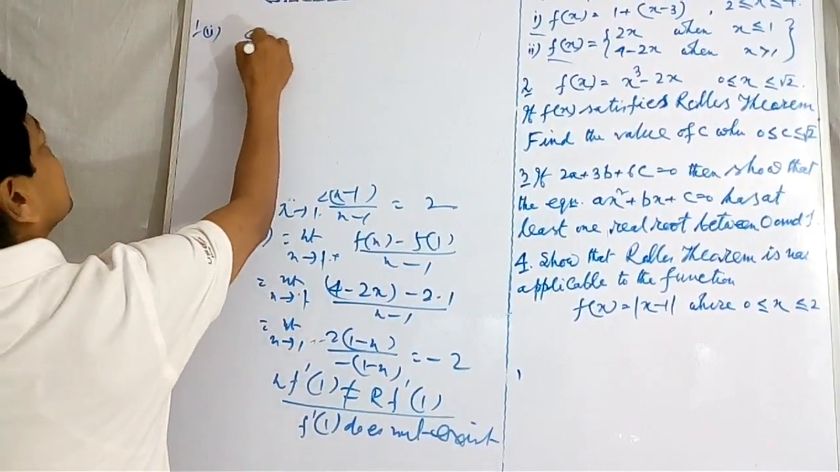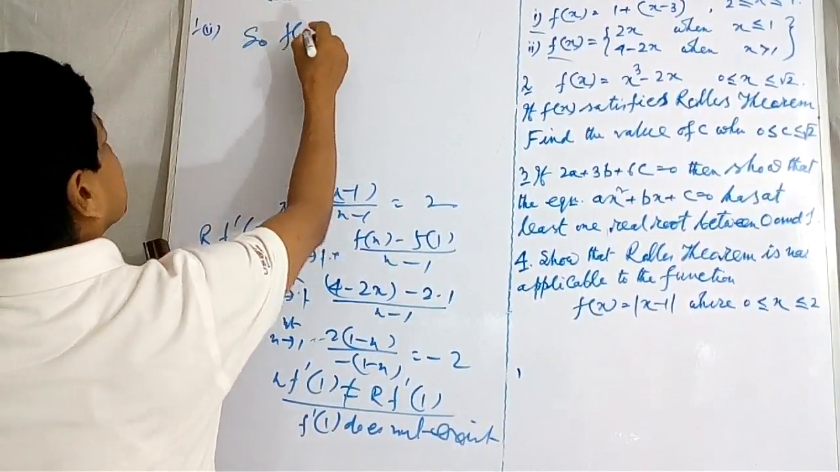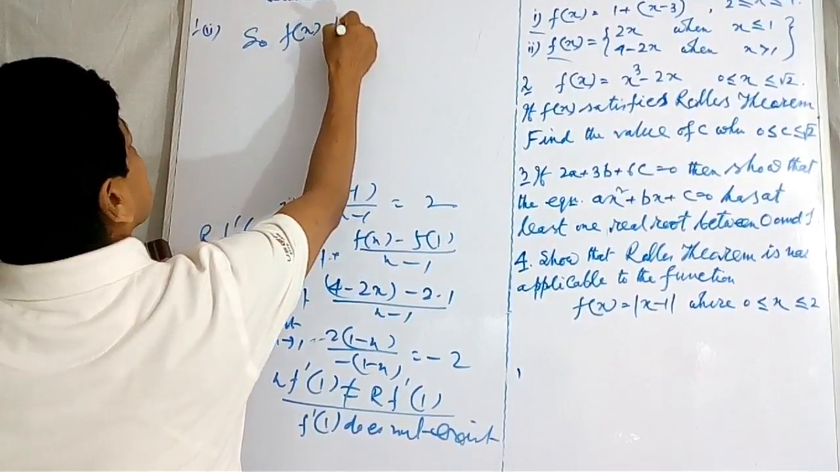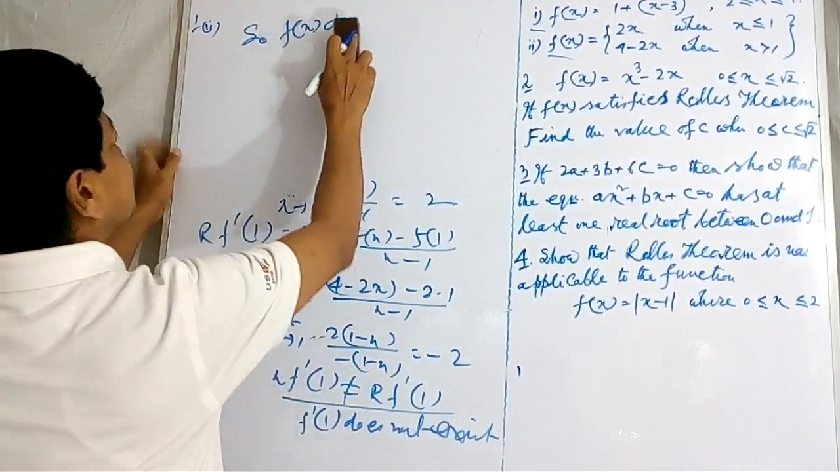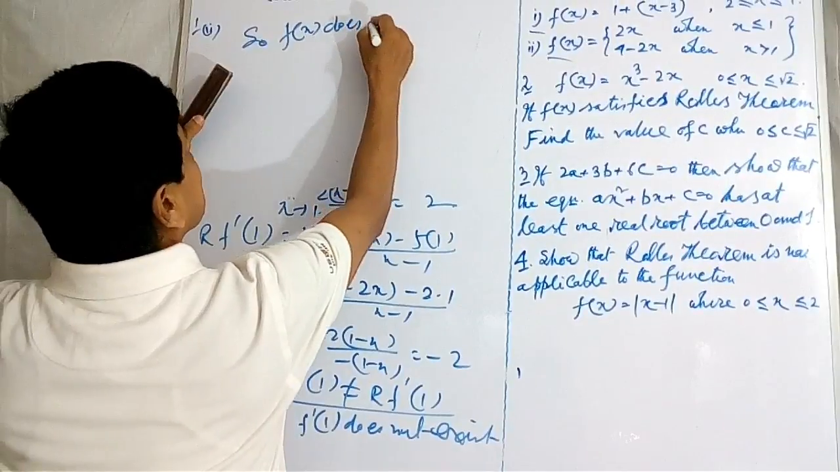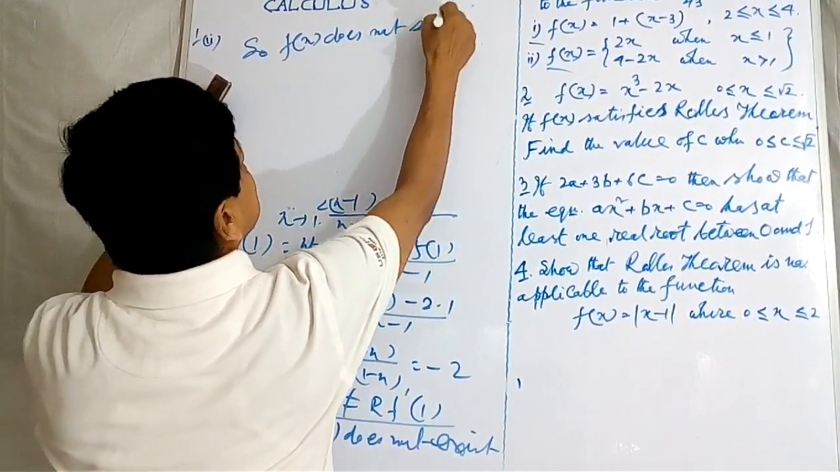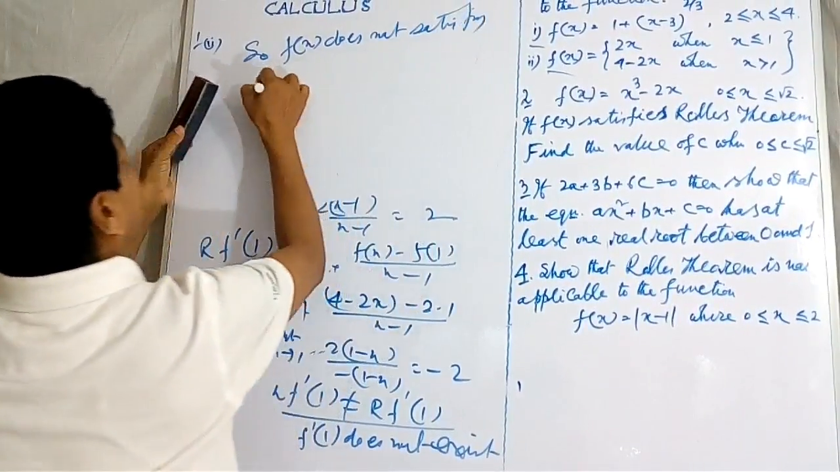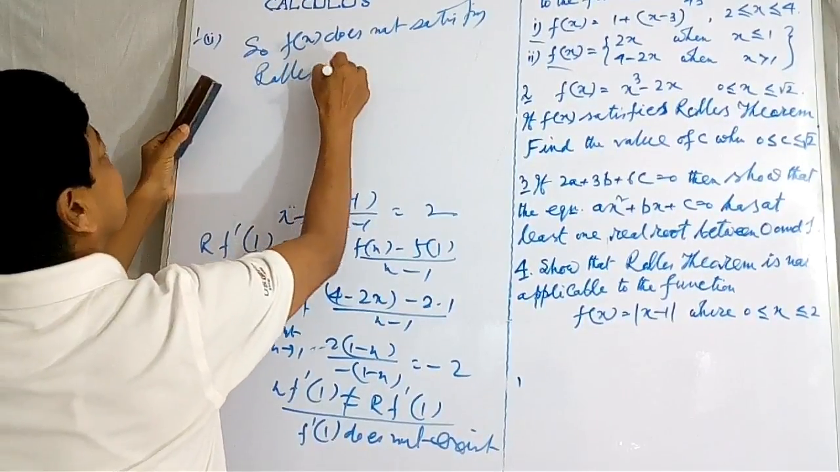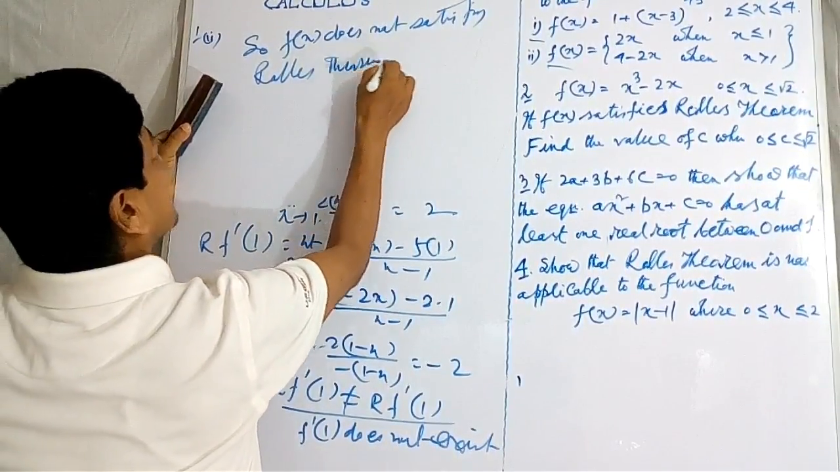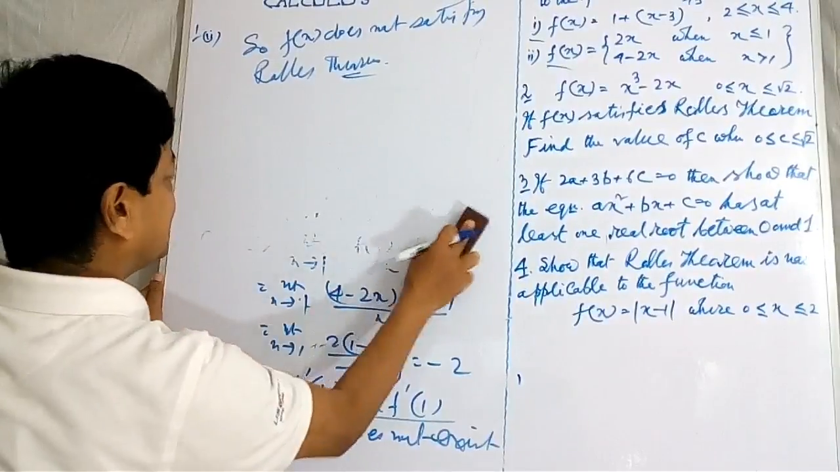So f(x) does not satisfy Rolle's theorem. This one is totally completed.